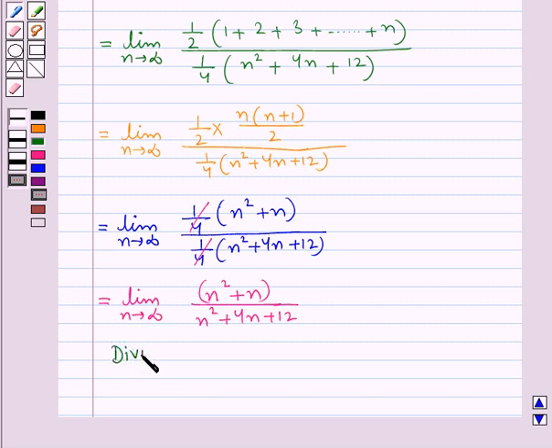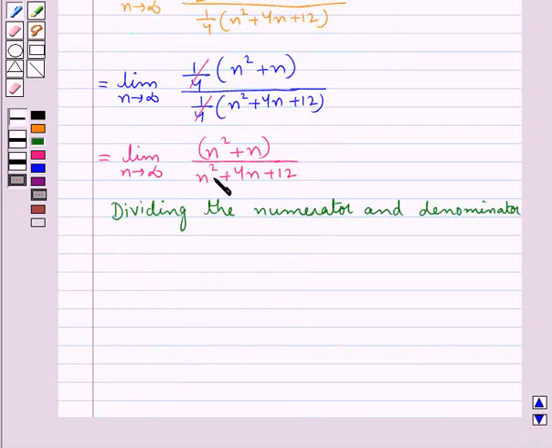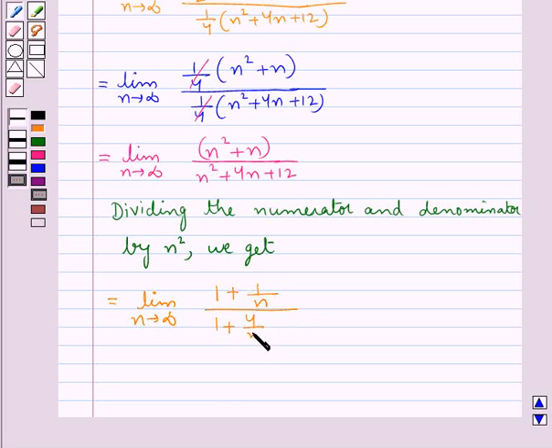Next, dividing the numerator and the denominator by the highest power of n present in this fraction, which is n². So dividing the numerator and denominator by n², we get limit n tends to infinity, (1 + 1/n) upon (1 + 4/n + 12/n²).